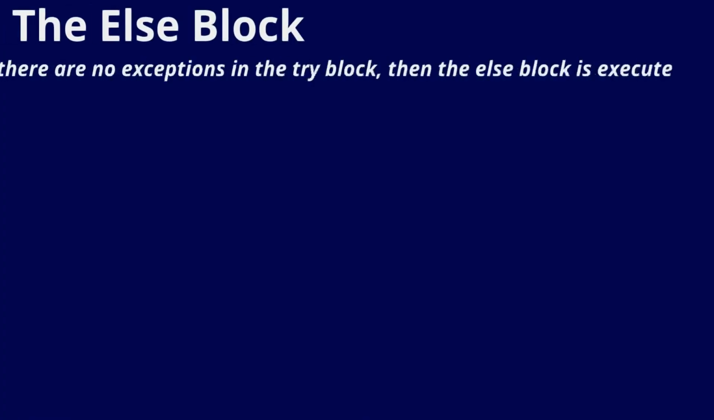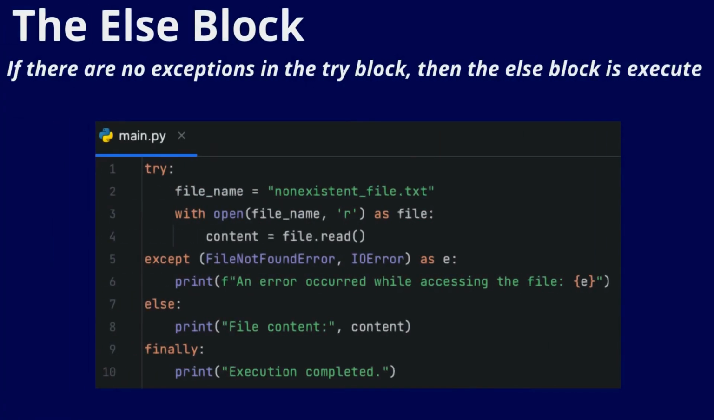Number 6, the else block. If there are no exceptions in the try block, then the else block is executed. It allows you to define code to run when the try block succeeds without throwing any exceptions. By doing this, we can separate the error handling logic from the normal flow of code.